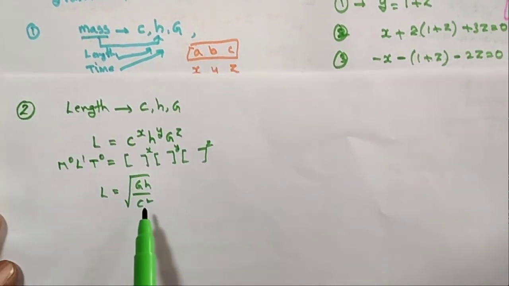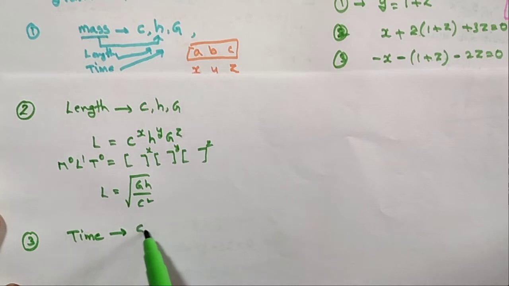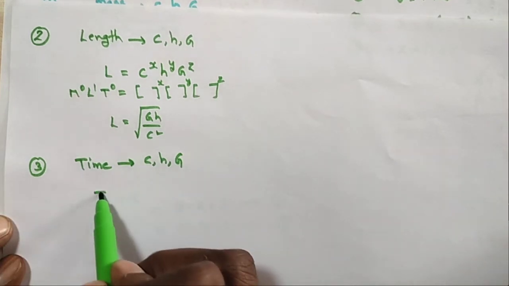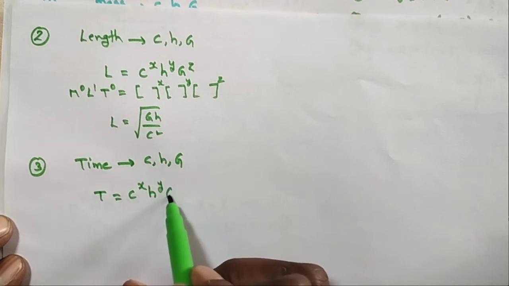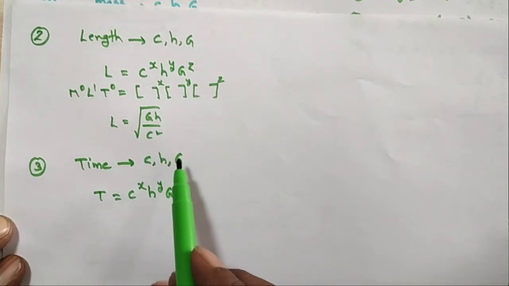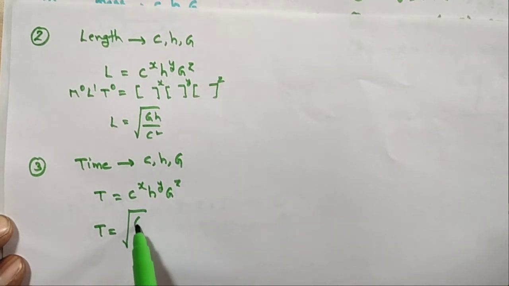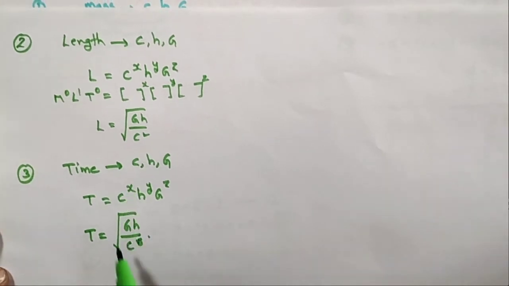I will give the homework, same thing. And the third one, the time in terms of the fundamental quantities c, h, g. The same thing: I am taking the equation t is equal to c power x, h power y, g power z. Follow the same process as the first and second. Finally you can get t is equal to under root of g h by c power 5. So this is a homework. Please do this homework.